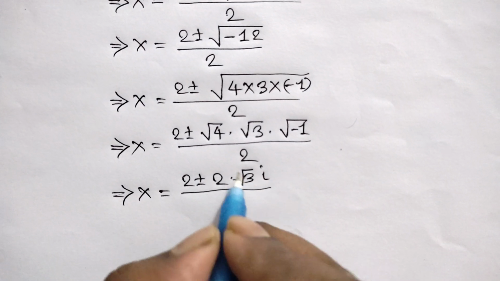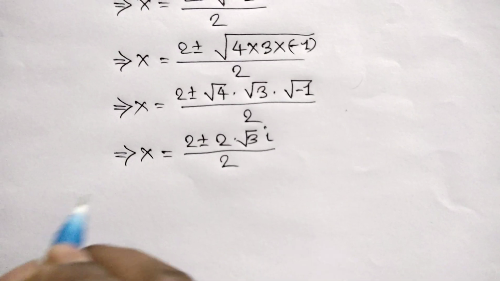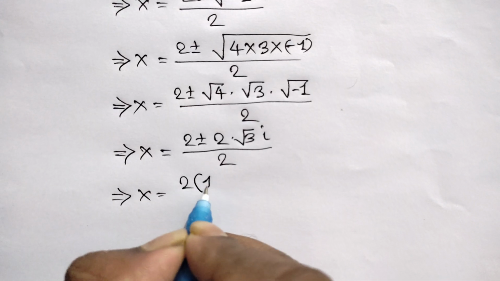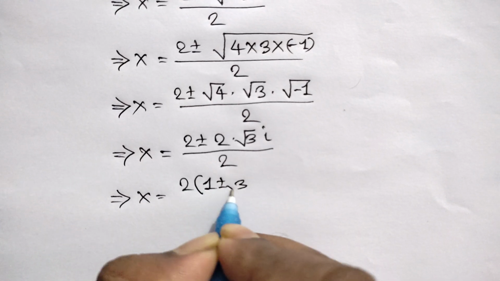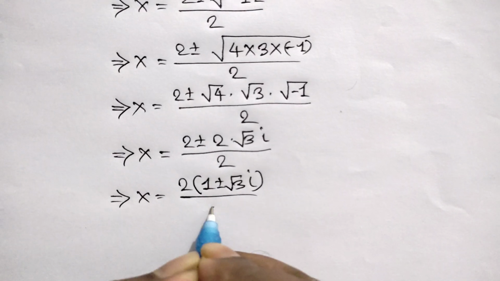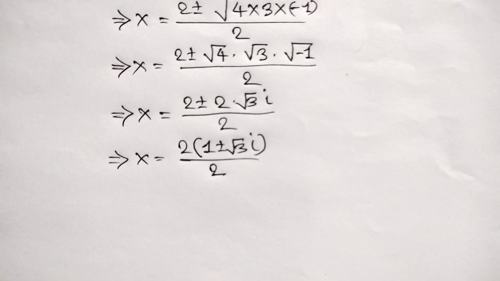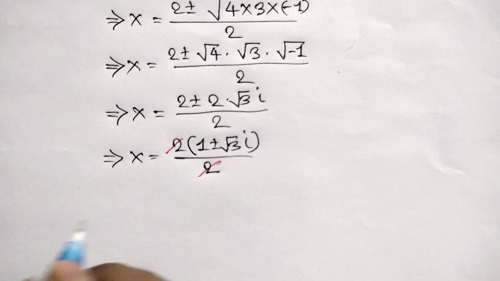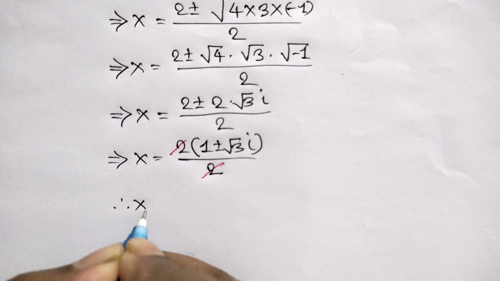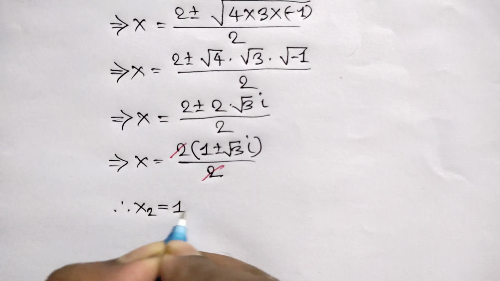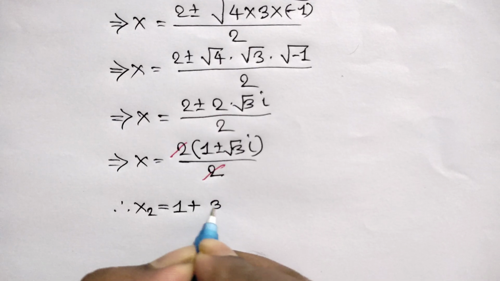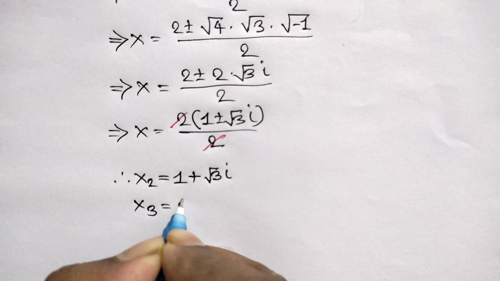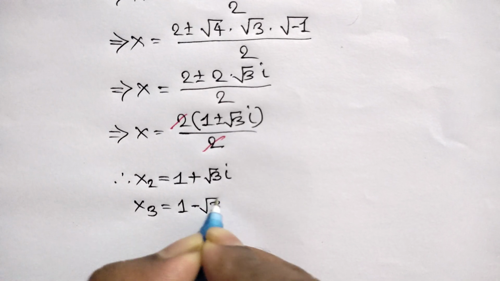Here i is an imaginary value, all over 2. Or x is equal to, now taking common 2, we will get 1 plus or minus square root of 3 i over 2. Here this 2 cancels out this 2, so there are two values of x: x2 is equal to 1 plus square root of 3i and x3 is equal to 1 minus square root of 3i.